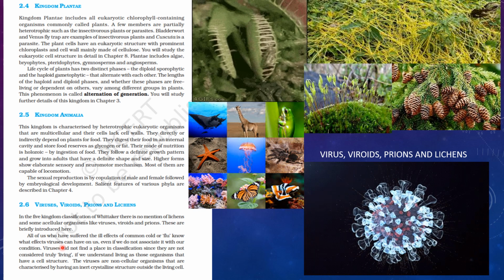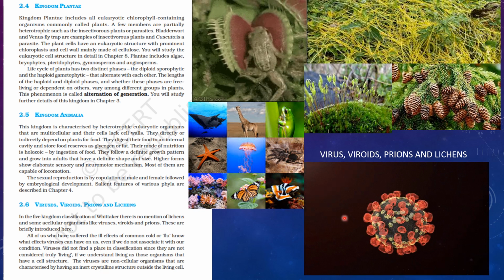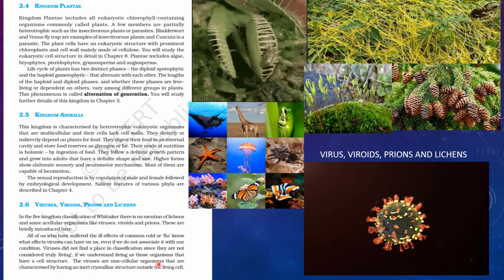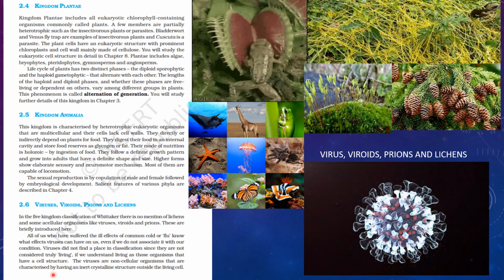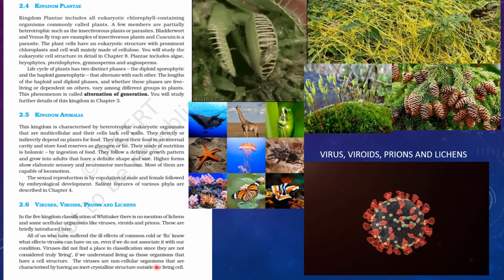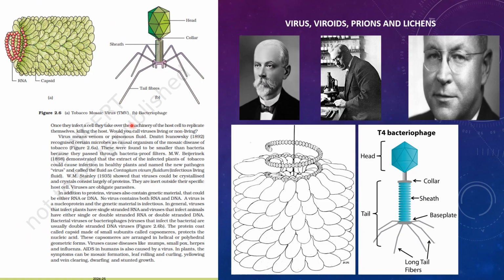So what is called a virus and what are its important features? You already know about the coronavirus. Viruses are non-cellular organisms characterized by having an inert crystalline structure. The meaning of virus is venom or poisonous fluid. Dmitri Ivanovsky in 1892 first recognized the microbes as the causal organism of the mosaic disease of tobacco. Later, M.W. Beijerinck demonstrated that the extract of the infected tobacco plant could cause infection in healthy plants, and named the new pathogen virus and called the fluid Contagium vivum fluidum, infectious living fluid.